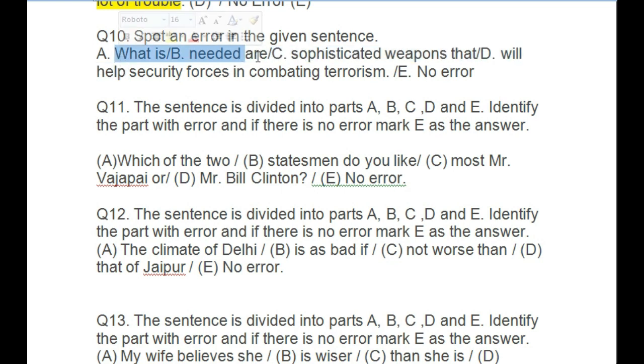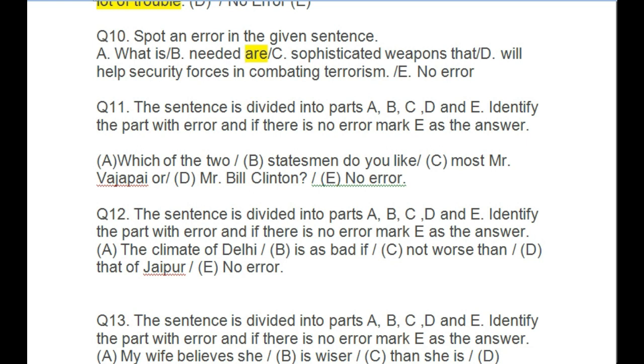Now this "are" is another auxiliary verb, another helping verb, and this helping verb is used for which subject, right? What is required, for sophisticated weapons? The whole clause becomes the subjective clause now. So what is needed is... The subject is the need, the requirement, which is singular only. So the error is with this verb: what is needed is sophisticated weapons, correct? So this is the error in the sentence.